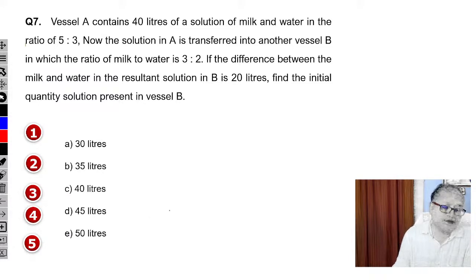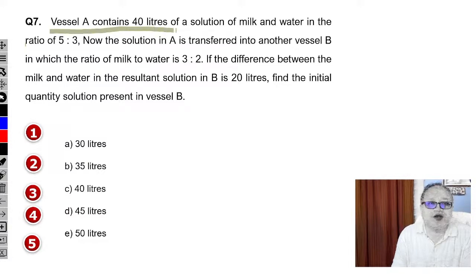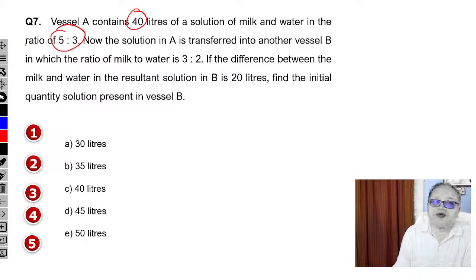And question number 7. Vessel A contains 40 liters of solution of milk and water in the ratio of 5:3. The moment it is said that it is 40 liters and the milk and water is 5:3, we know the quantity of milk and water. Now A is transferred into another vessel B in the ratio of 3:2. So in A, milk and water, 5 plus 3 is 8, 40 divided by 8 is 5, 5 fives are 25 and 5 threes are 15.